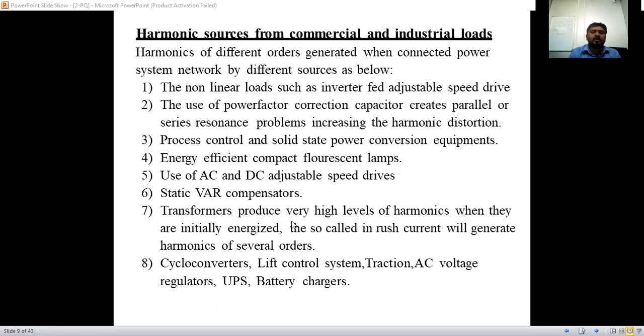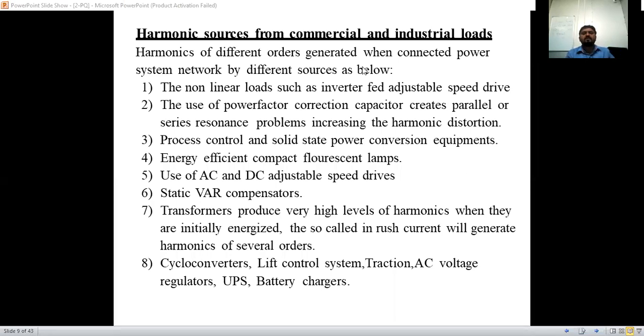Commonly, these are the sources of harmonics, the harmonic source loads. These are the 8 points we have discussed. Anywhere we use a lift, it produces some harmonics, whether commercial or industrial. Almost in both industrial and commercial places we use lift systems. So these 8 points we have discussed may be commercial or industrial.